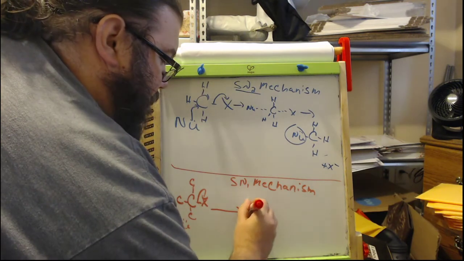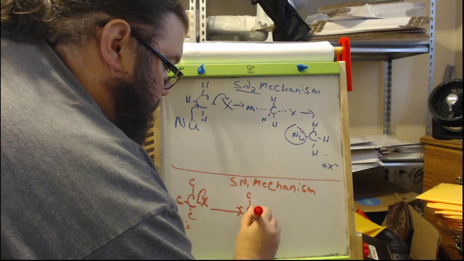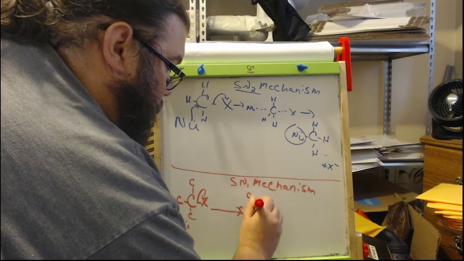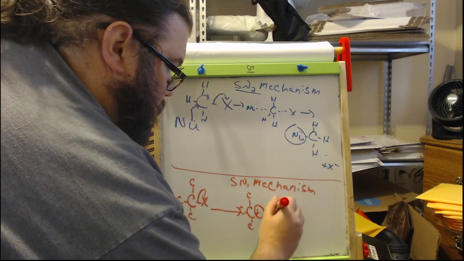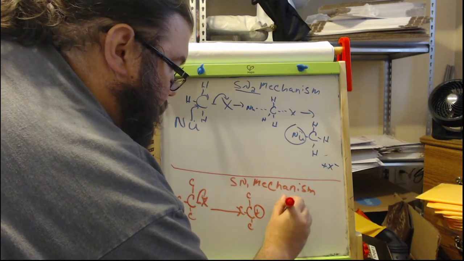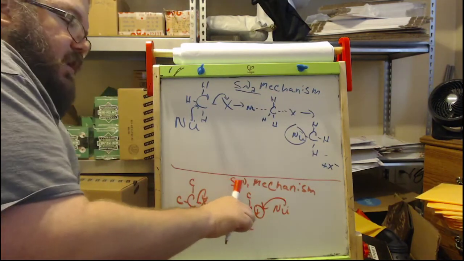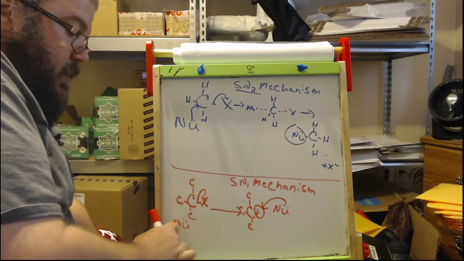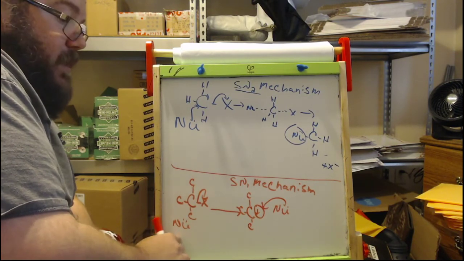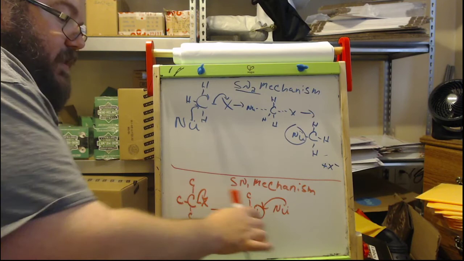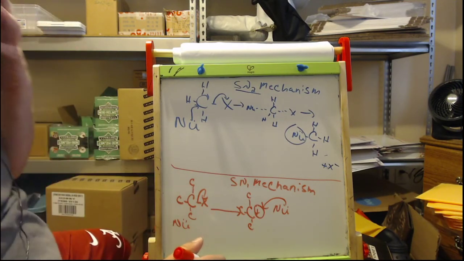I do create a stable intermediate. My stable intermediate is a carbocation. The nucleophile now loves the carbocation and comes in. Now the reason it's SN1 and only unimolecular is I could keep dumping nucleophile in at time 0, but my nucleophile can't do anything until that leaving group leaves.